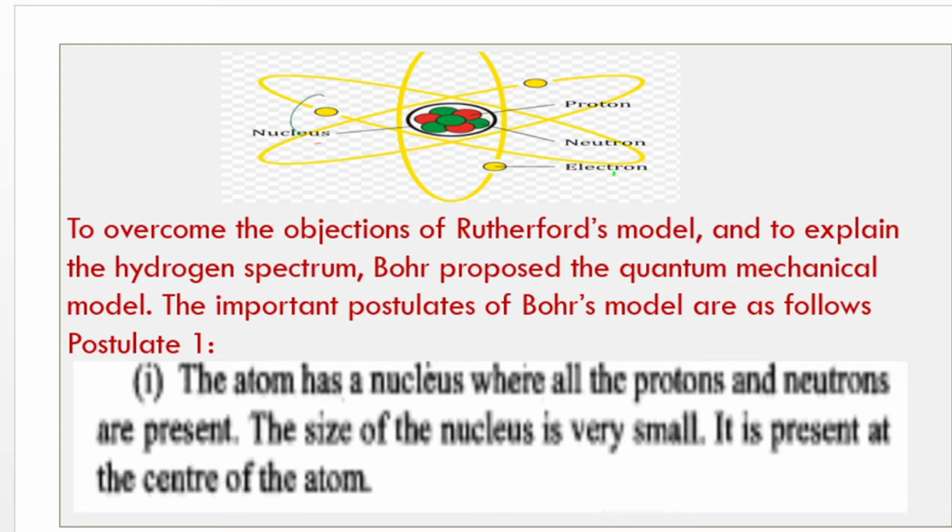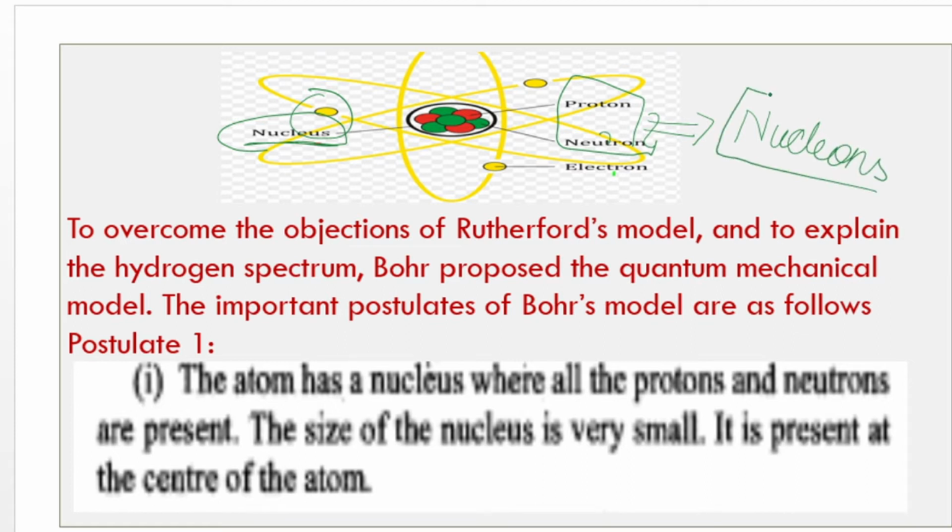So this is your electron, which is revolving around the nucleus. Now this is the nucleus part, and inside the nucleus we have protons and neutrons, which are together also known as nucleons. What do you mean by nucleons? Nucleons means the subparticles which are lying inside the nucleus.